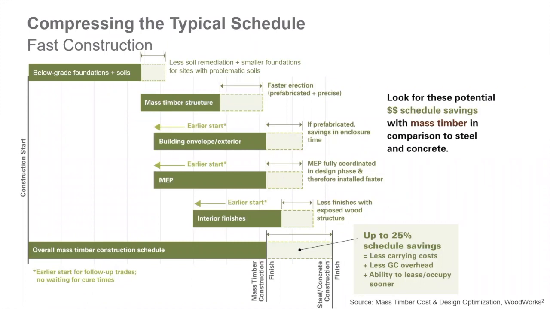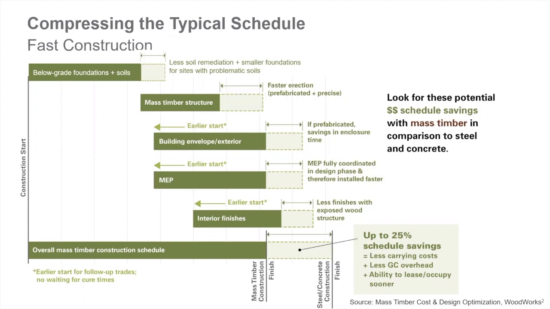So we've seen many projects that have converted to lightweight wood systems due to substantial savings with less soil remediation and smaller foundations. So on sites with problematic soils, you can also potentially have an earlier start time for your mass timber superstructure if less time is spent on below grade work and soil remediation. The second bar on the top is for the mass timber structure. So mass timber is a completely prefabricated and very precise system, which allows it to be installed quickly.